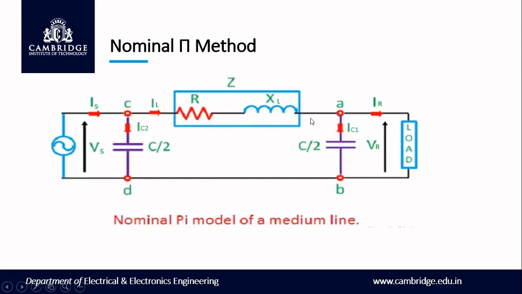Now at node A, the current IL gets divided into IC1 and IR. IR is nothing but the receiving end current. IC1 is the capacitor current of the capacitor placed near the receiving end, and IC2 is the capacitor current near the sending end. IL is the line current which flows through the parameters R and XL.